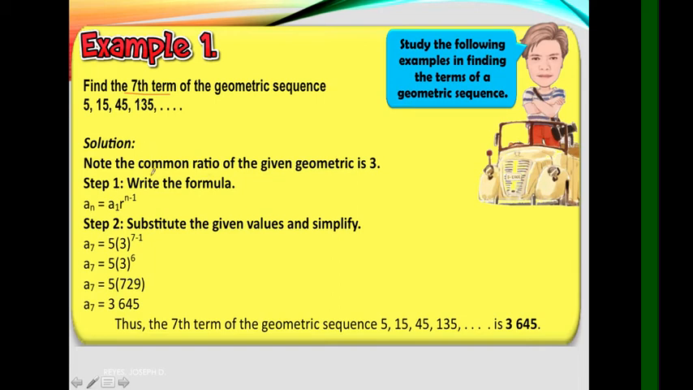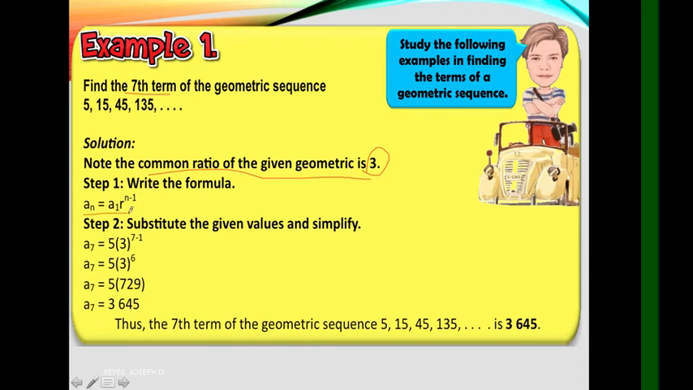Note that the common ratio of the given geometric sequence is 3. Paano naging 3? 15 divided by 5 is 3. 45 divided by 15 is 3. And 135 divided by 45 is 3. So the common ratio is 3. That's the r.